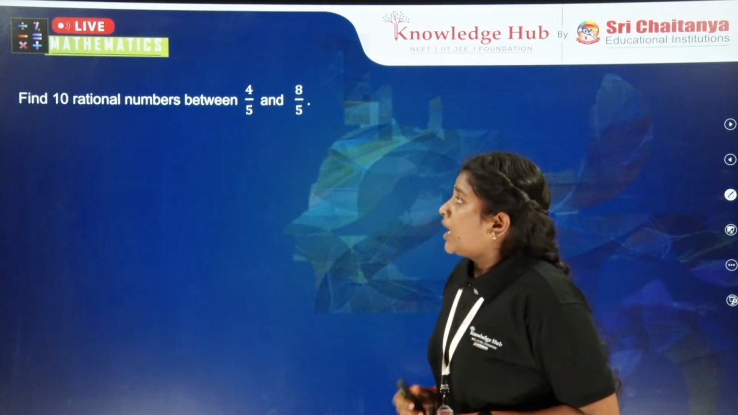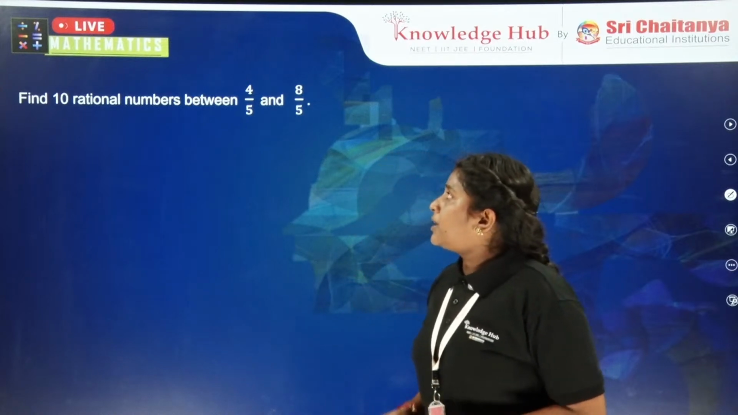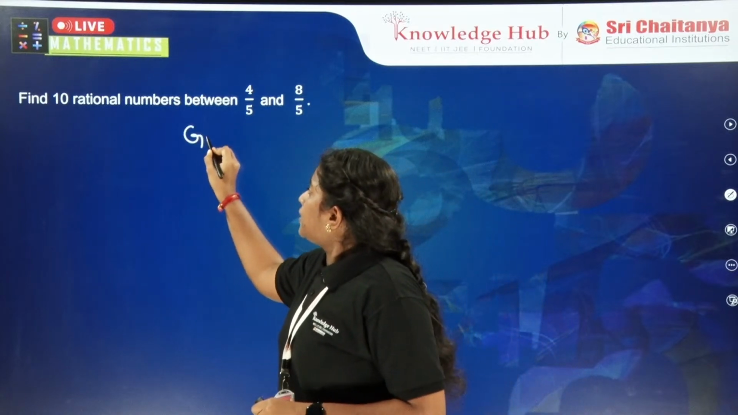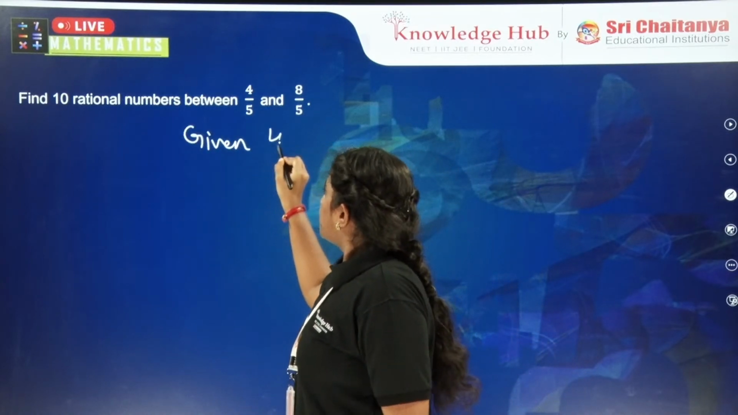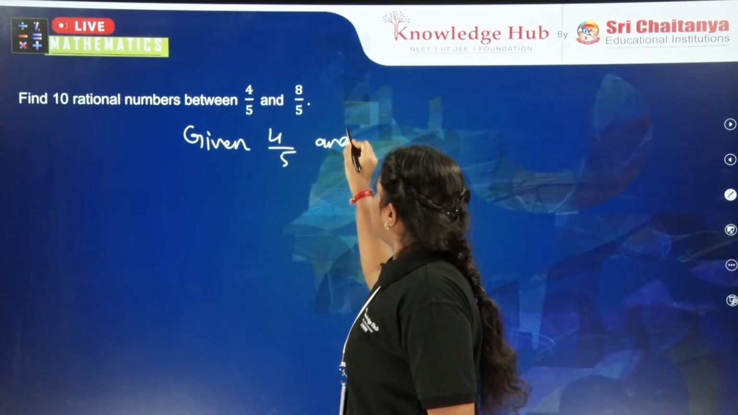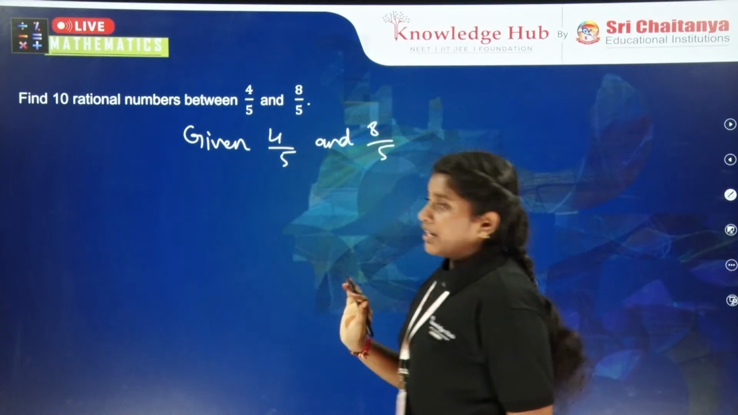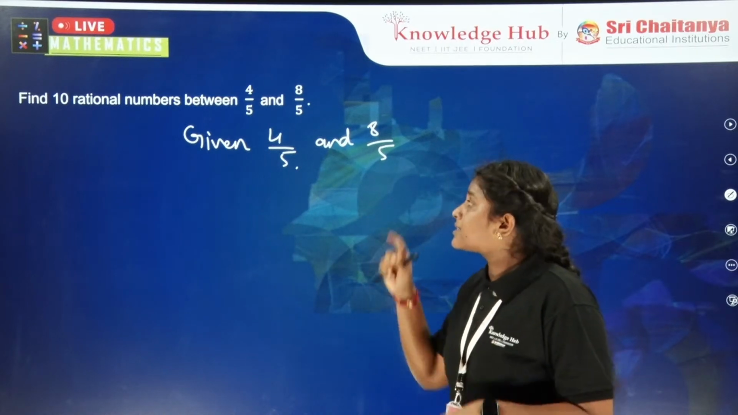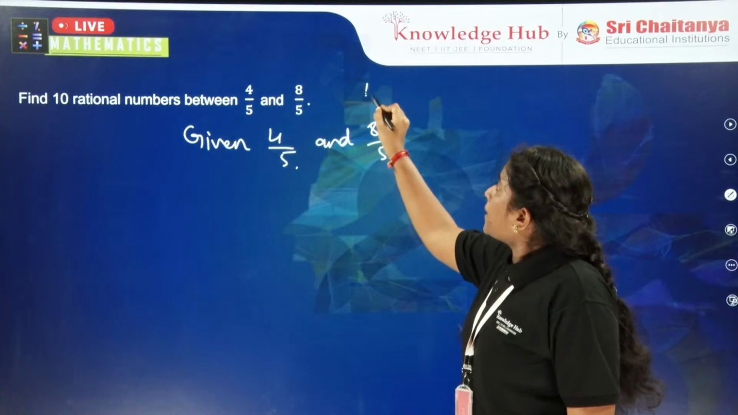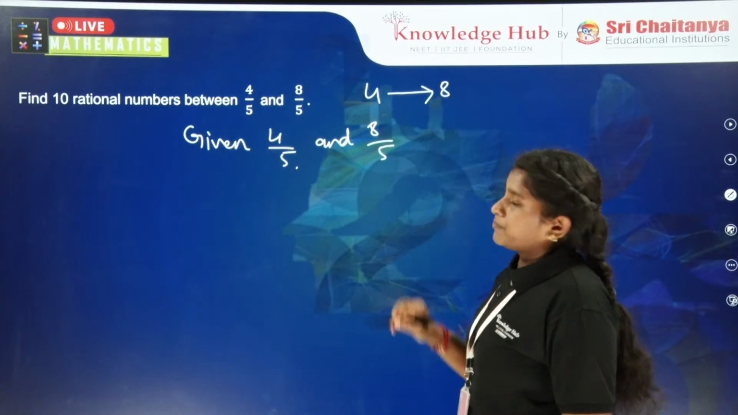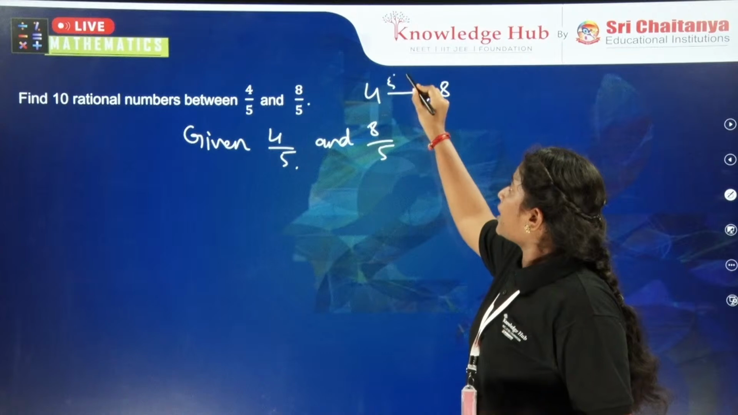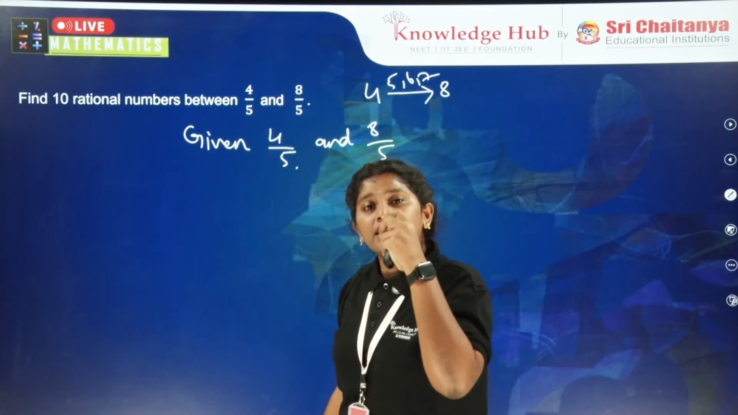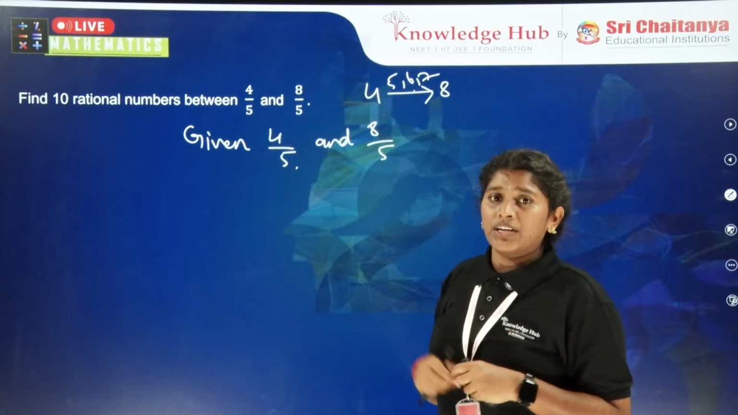Okay, now let's see the next one. Find 10 rational numbers between 4 by 5 and 8 by 5. So coming to here, the given rational numbers are 4 by 5 and 8 by 5. If you check the denominators, both numbers have the same denominator, that is 5. But if you compare the numerators, we have 4 and 8. So between 4 and 8, we have 5, 6, 7. If I take my numerators as 5, 6 and 7, I get only 3 rational numbers.